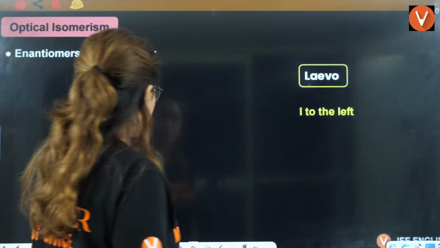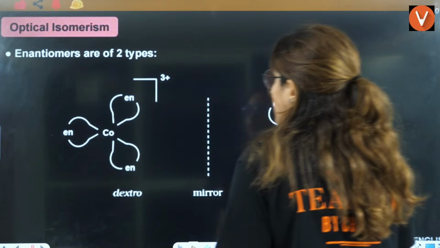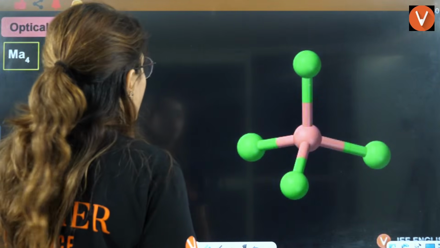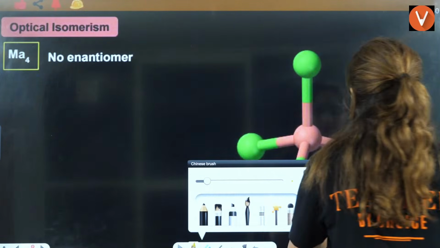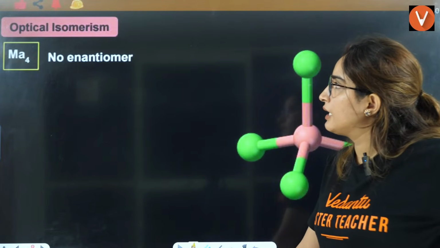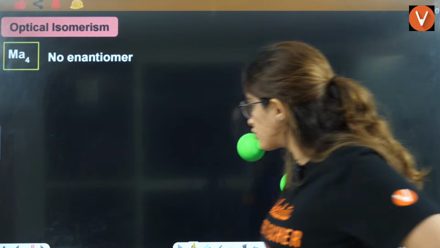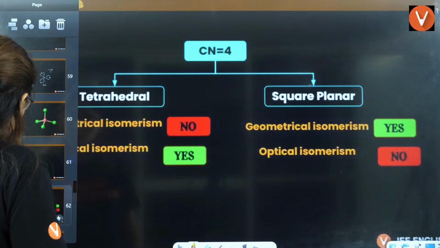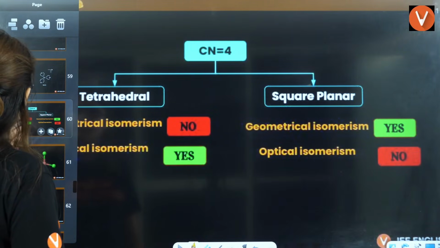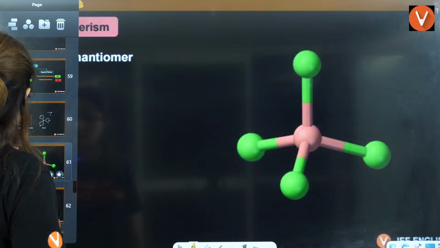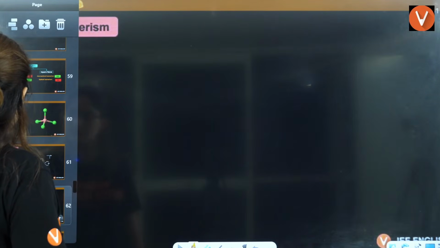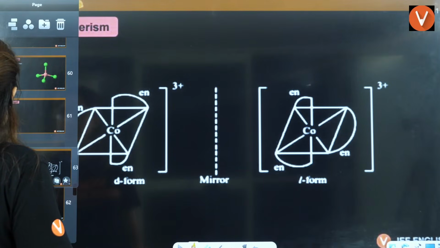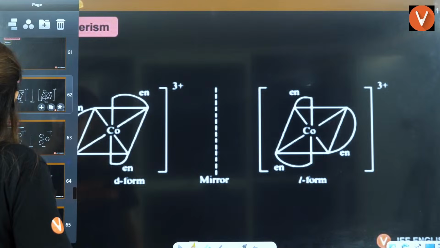Let's understand this. We have already done this; this also we'll talk about later on. So firstly, let's understand tetrahedral. Actually, before that, let's understand square planar. That would be a better way of understanding this.